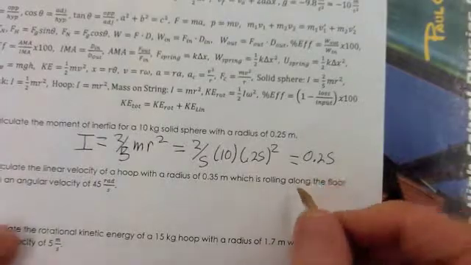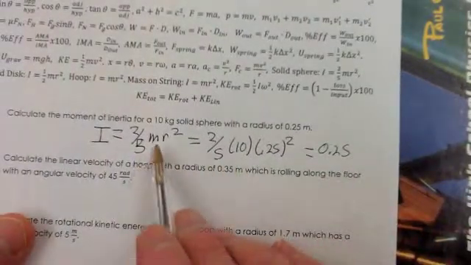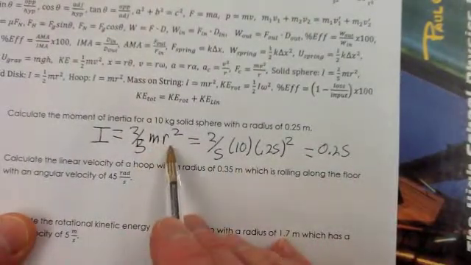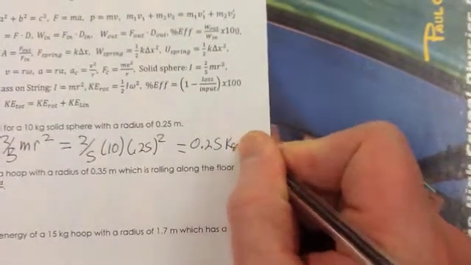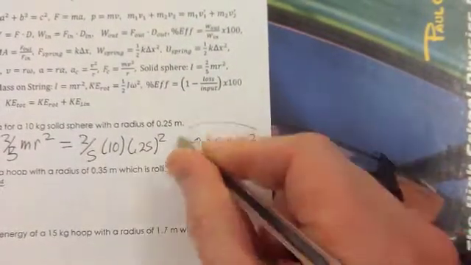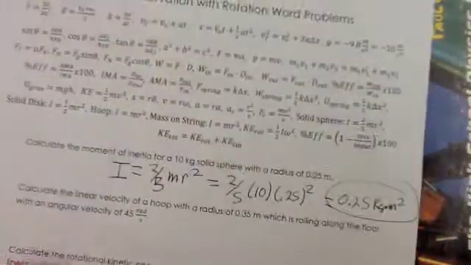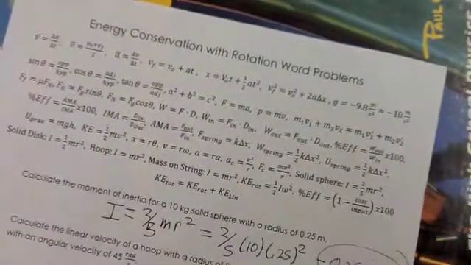And I'm not going to be picky on the units, but we can look. It's mass, which is kilograms, times meter squared. So that's how you do problem 1 on energy conservation with rotation.